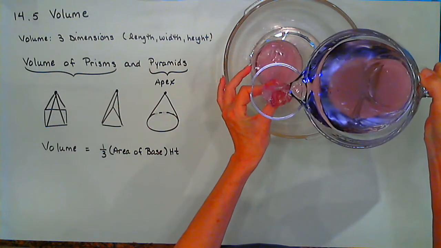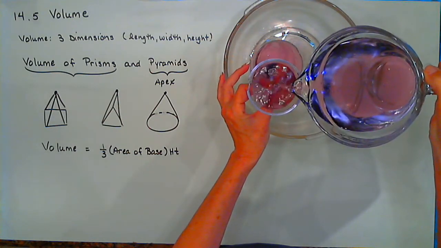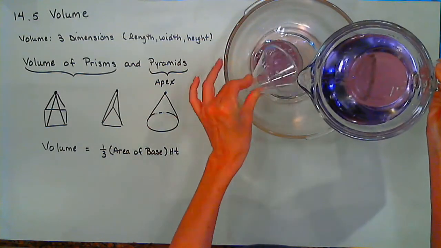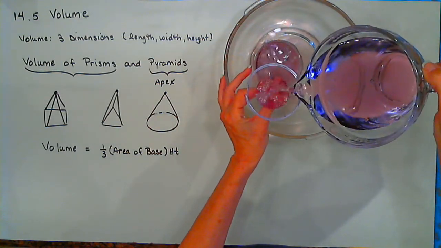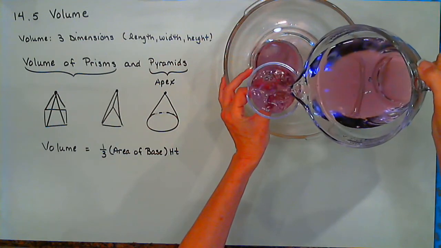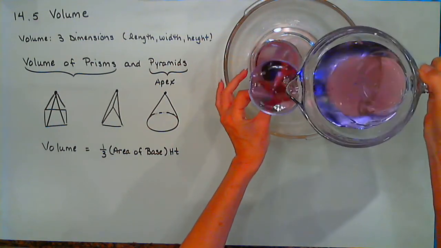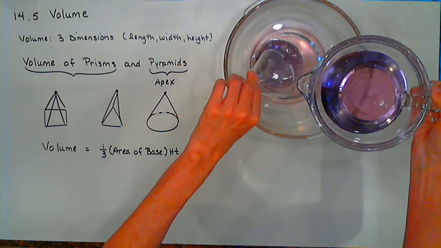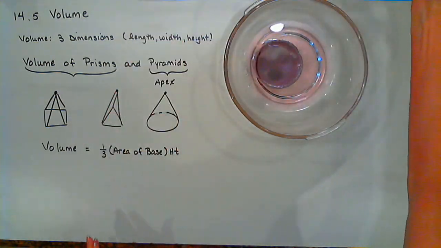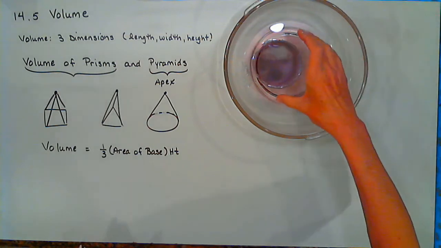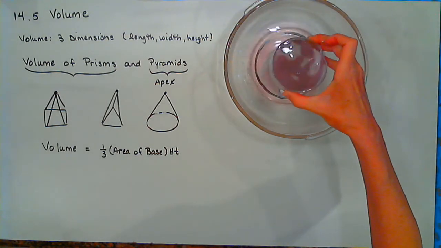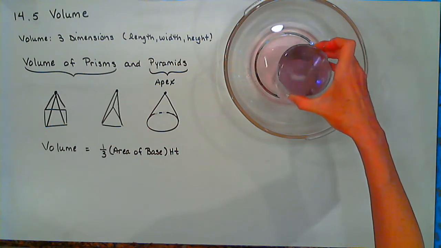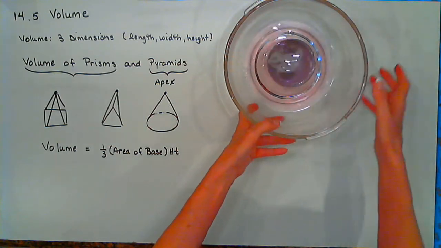One. 2. Whoops, that's why I have the bowl there. And sure enough, 3 of the cones filled up 1 cylinder. Again, it's kind of hard for me to show you. I can't turn it on its side. All right.